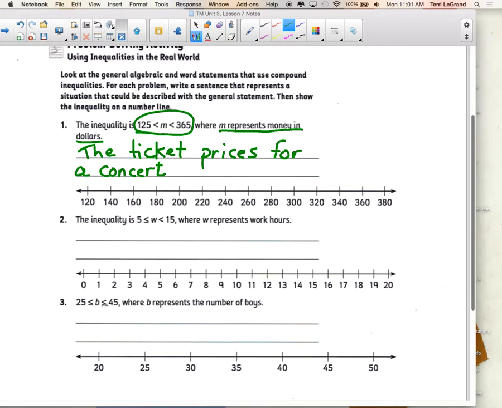You're so close, Wade. We're going to say that the ticket prices for a concert are between $125 and $365. That does not include those guys. We just say are between, okay? The ticket prices for a concert are between $125 and $365. So now we would show that on a graph.